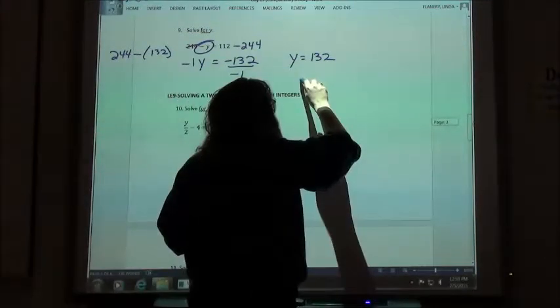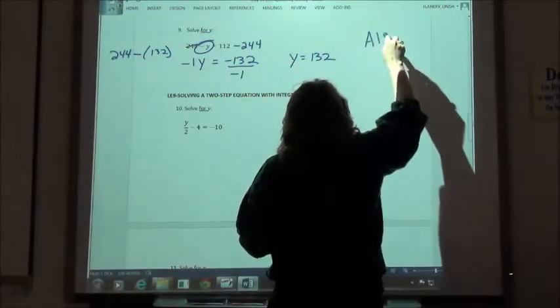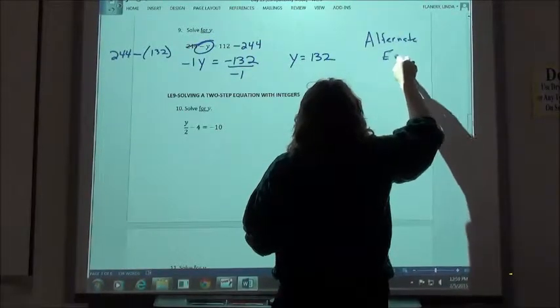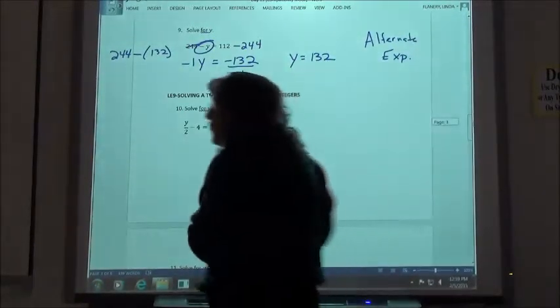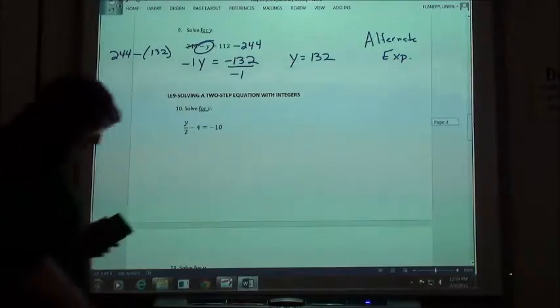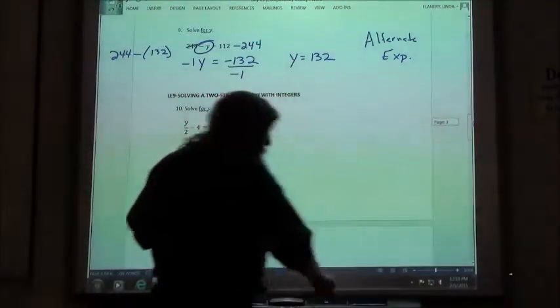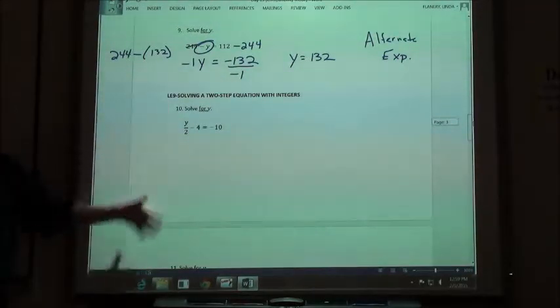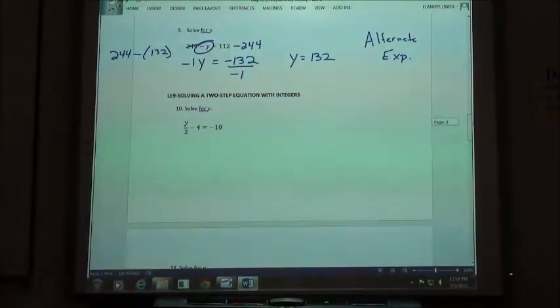So when you get to this one, you have to look at the alternate explanation. It's not the first one they do. The first one they do it different. But yep, they like to do things in different orders. I like to do them in the same order. Because then I don't have to learn 15 different ways to do stuff. So again, we're solving a two-step equation. This time we just have more negative numbers in there. But we do it in the same order.